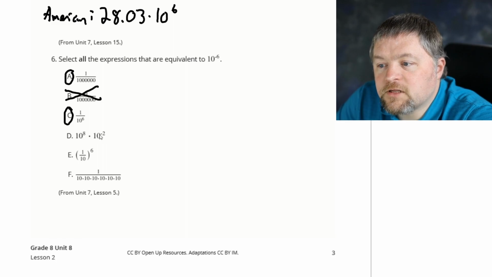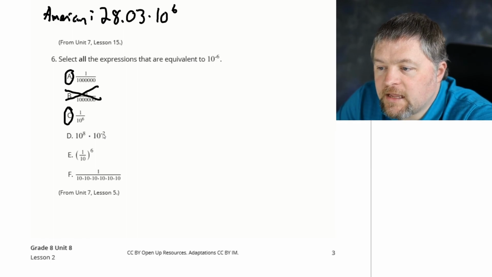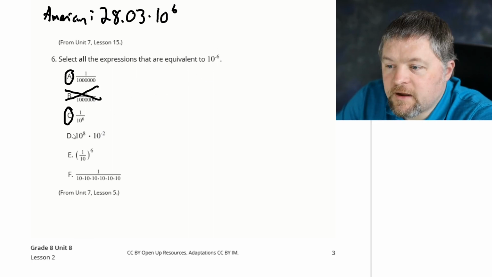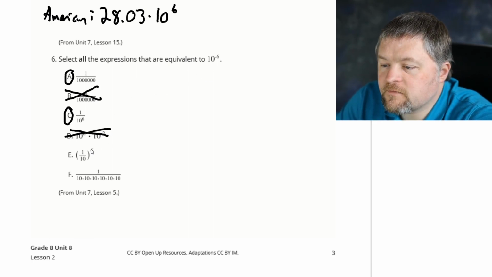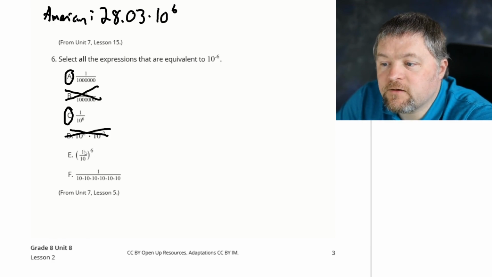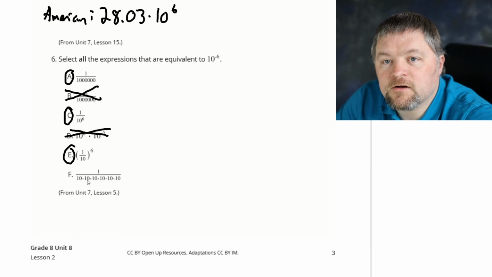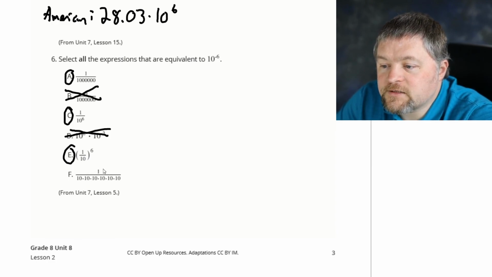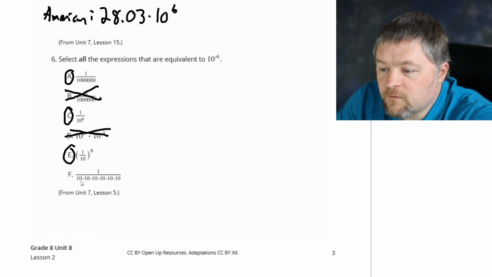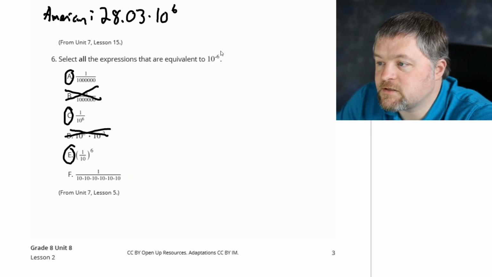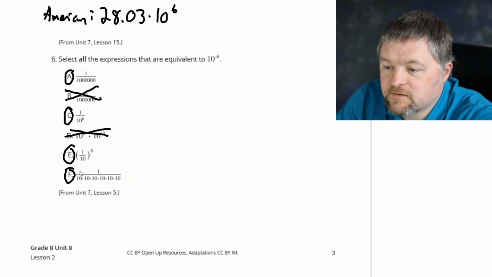When we are multiplying powers, we add the exponents. 8 plus negative 2 is positive 6. This is 10 to the power of negative 6, so that does not work. 1 over 10 to the power of 6 would be 1 to the power of 6 over 10 to the power of 6, which is the same as C, so E works. F is 1 over 10 times 10 times 10 times 10 times 10 times 10. 1 over 10 times itself 6 times, which is just what that is.